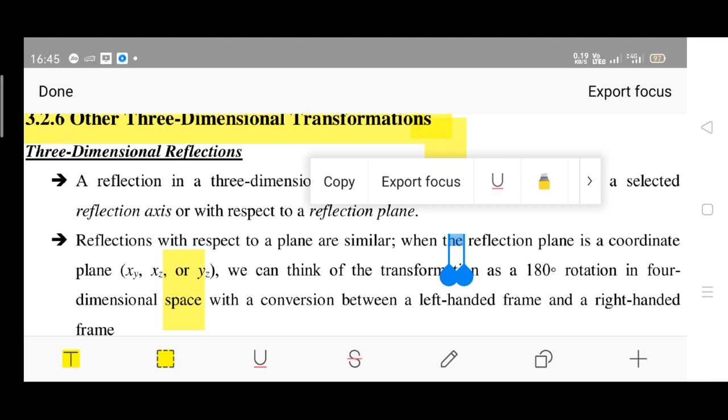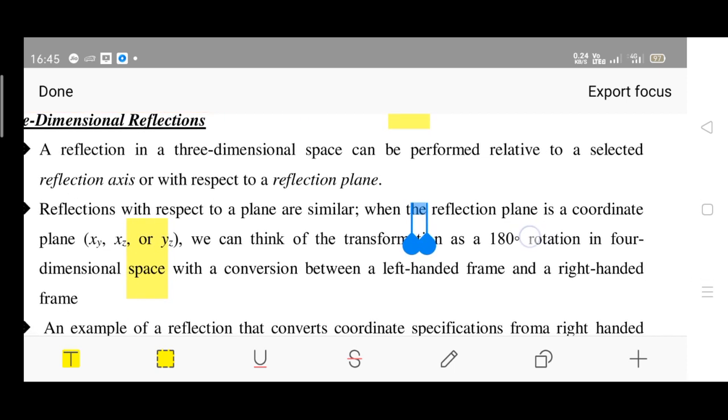Reflections with respect to a plane are similar when the reflection plane is a coordinate plane, that is xy, xz or yz. We can think of the transformation as a 180-degree rotation in a four-dimensional space. Earlier it was the 180-degree rotation with respect to the two-dimensional plane, that is the 3 cross 3 matrix. Now we are going to consider the additional coordinate, that is the z coordinate. So a 4 cross 4 matrix needs to be considered.